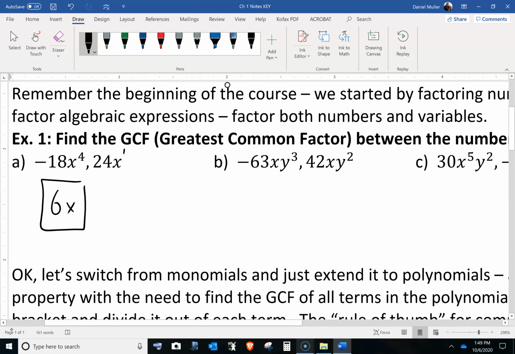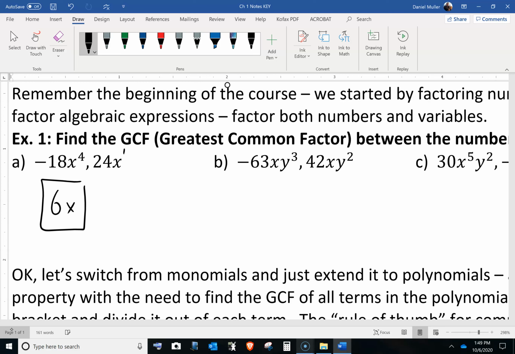So then we have 63 and 42. Again, you could do this. This is 9 times 7. This is 3 times 3 times 7. 42 is going to be 7 times 6, and 7 times 3 times 2. And so if you take a look at these, they both have a 7 and a 3, which is 21. So these both can be divided by 21.